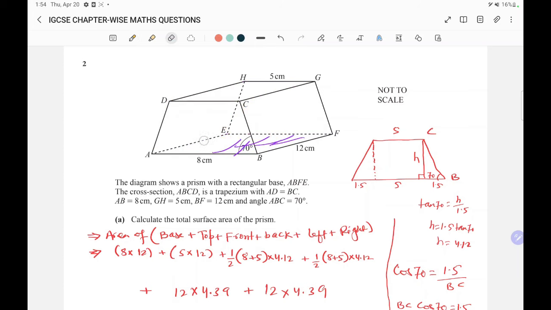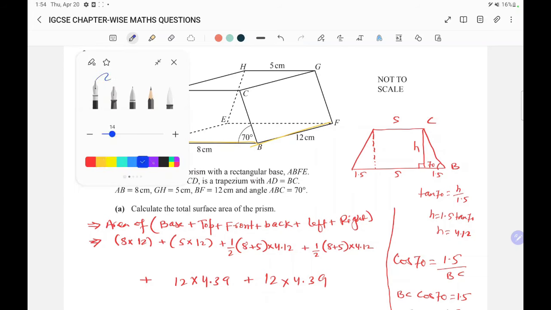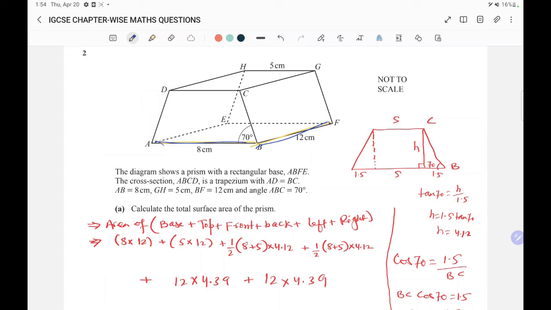Now we need to find area of all faces. Now base area. So this is 8 and this is 12. Let me change the color. So 8 times 12. Now area of top, this is 5 and this is 5 and this is 12. So 5 times 12. Now area of front is this trapezium, half times 8 plus 5 times this length. Height is not given, we have to find this height. I have tried to find height over here.